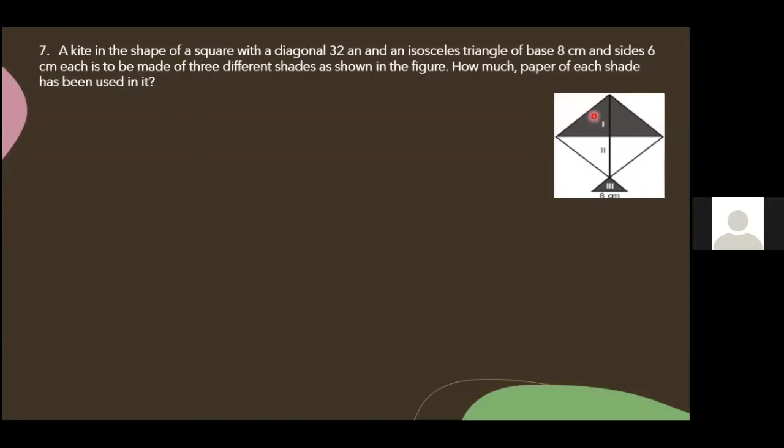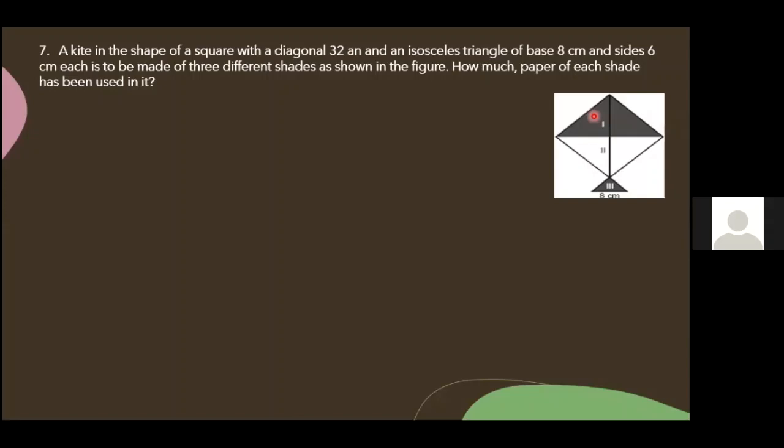What is the area of a triangle when base and height are given? Half into base into height. Also we have discussed the area of a rhombus. 3 types of sums I've explained, 2 times I've sent in the notes and 1 I explained in the class. What's the area of a rhombus? Half into product of diagonals, half into diagonal 1 into diagonal 2.